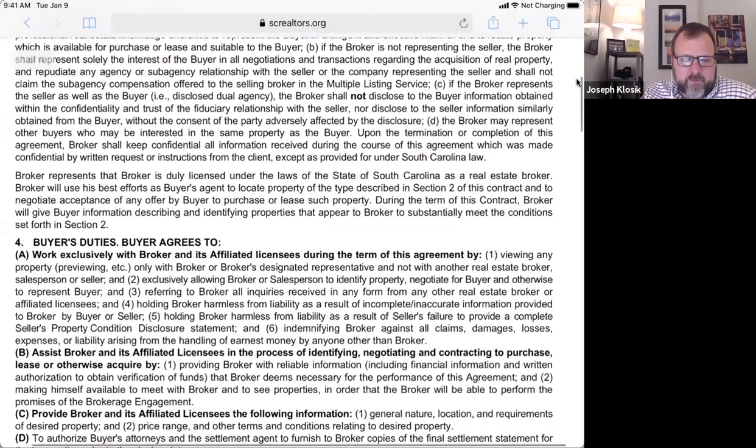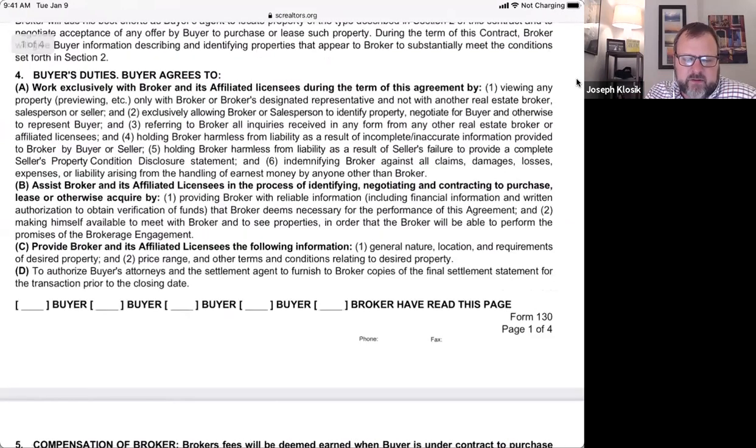Section 4, buyer's duties, right? This is what the buyer agrees to. Now, the reason I go through these, guys, is not to read you boring language. This helps when it comes to putting together your buyer preparation, or your buyer presentation.